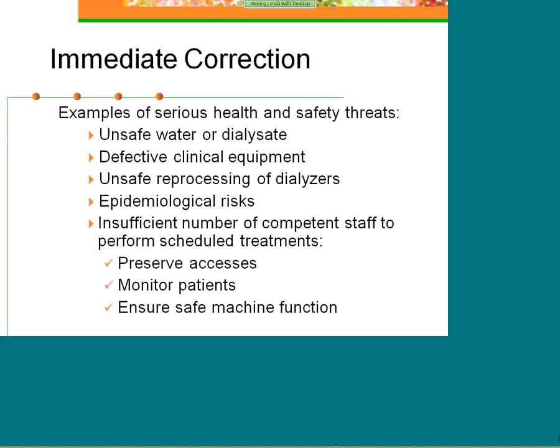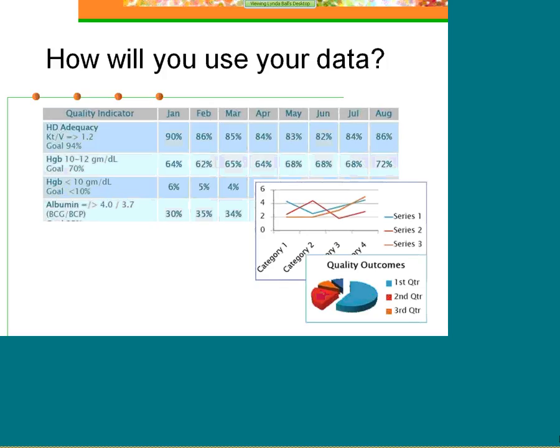When they say for immediate correction, these are examples of serious health and safety threats. These are the things that if they are really a huge issue in your facility, you'll be put in immediate jeopardy, which means you may have to suspend dialysis and send your patients elsewhere until you get it fixed, retrained, recertified, that everything's okay. So: safe water or dialysate, defective clinical equipment, unsafe reprocessing of dialyzers, epidemiological risks, insufficient number of competent staff to perform scheduled treatments. That means to preserve accesses, to monitor patients, and to ensure safe machine function.